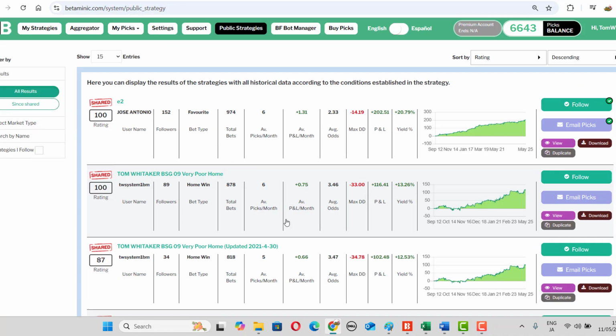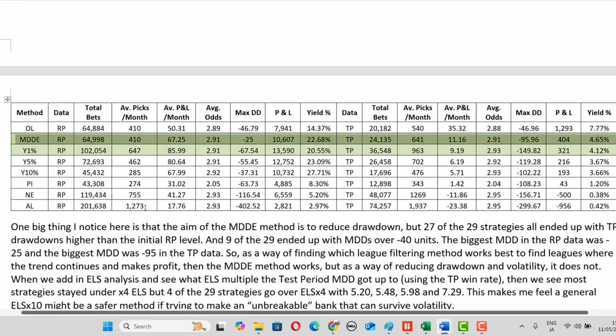And when we do update those strategies, how should we filter leagues to take advantage of this database that is constantly being updated? And so now I can say with quite a lot of confidence, it's with this MDD method. So with this method, we can say we have the highest probability of success by following this method. But then let's use this even more.